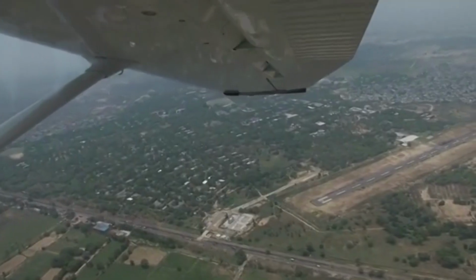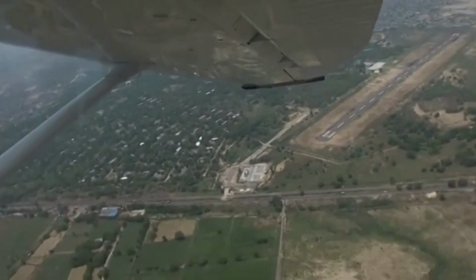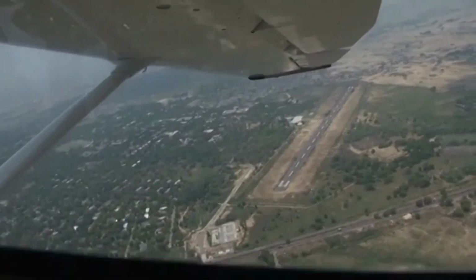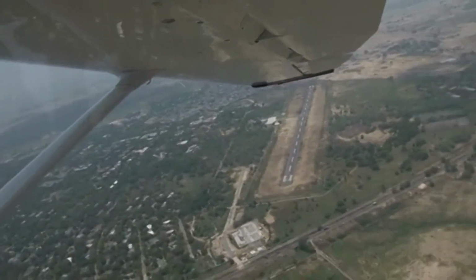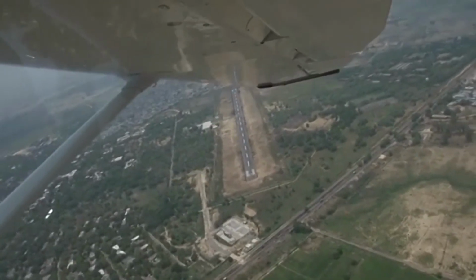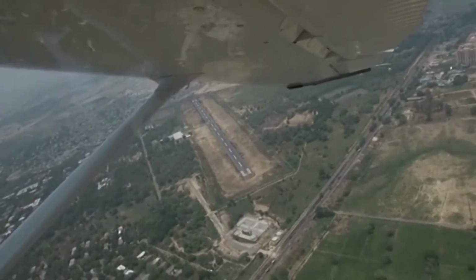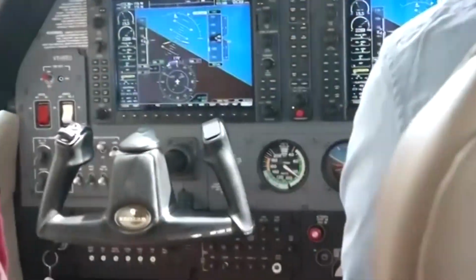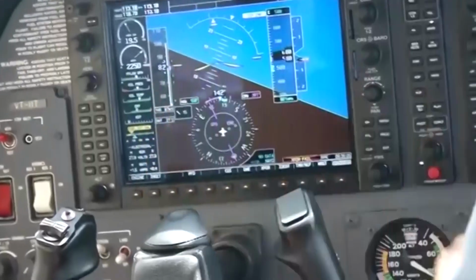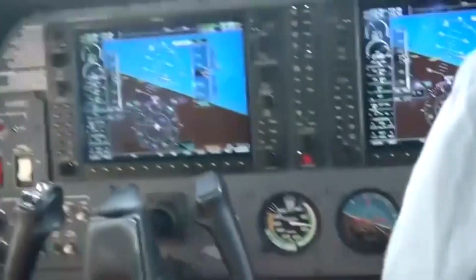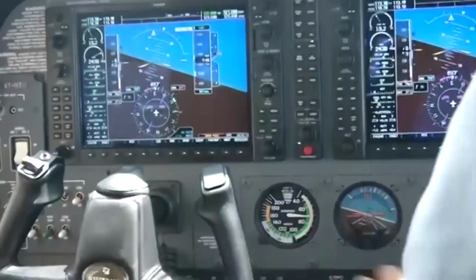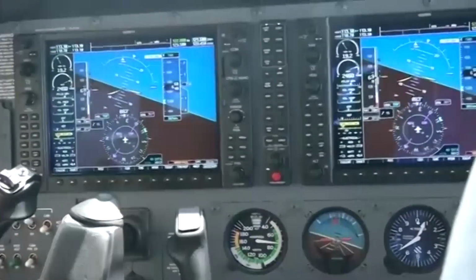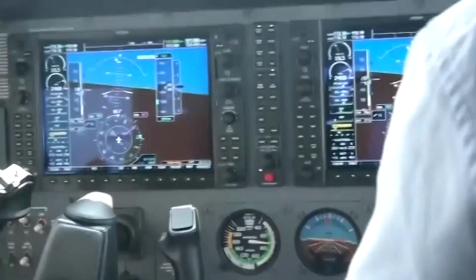We are making an approach for landing. India Tango. Flaps are full down, 20 degree. Airspeed is 70 to 75. Propeller pitch in. India Tango. Right. Clear to land 27.